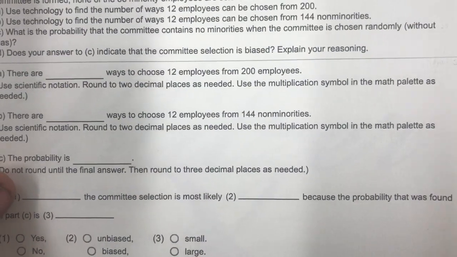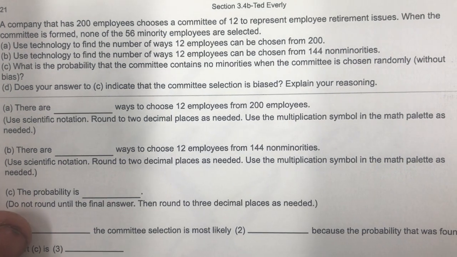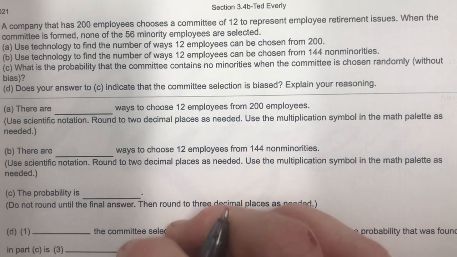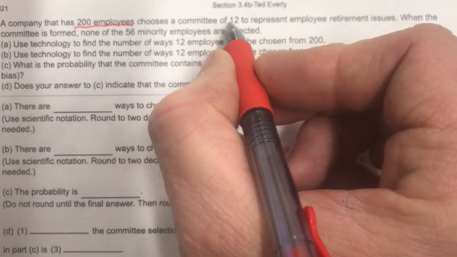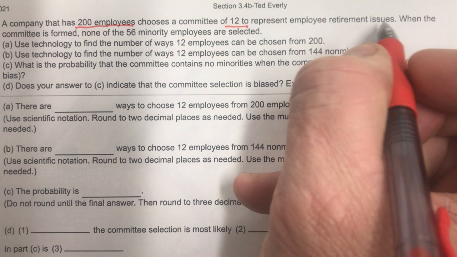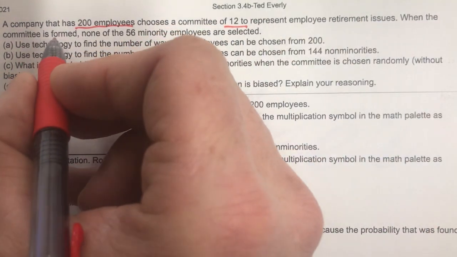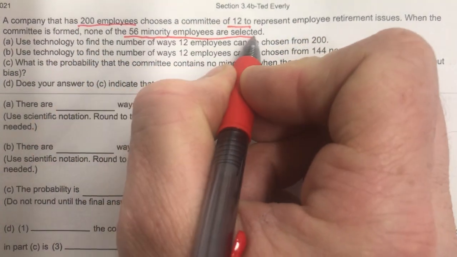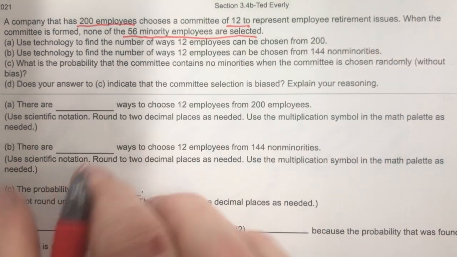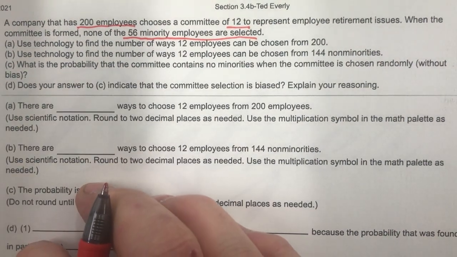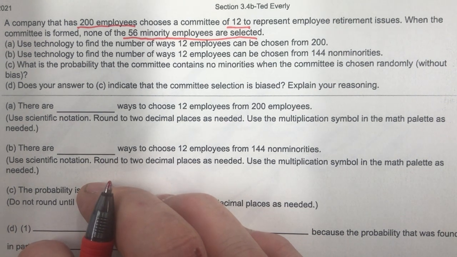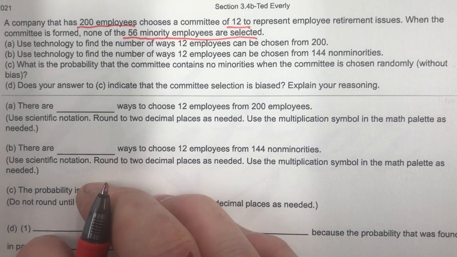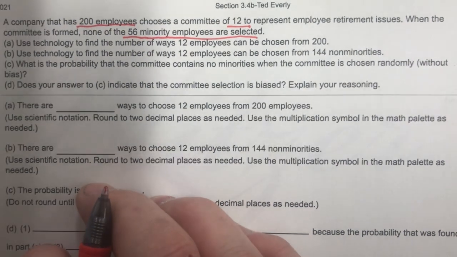All right, number 11 here, and I think this is the last one. A company that has 200 employees chooses a committee of 12 to represent the employees on retirement issues. When the committee is formed, none of the 56 minority members are selected. Now what we're going to do is see if this is right, that none of the minorities get on there. Seems like there might be an issue there.